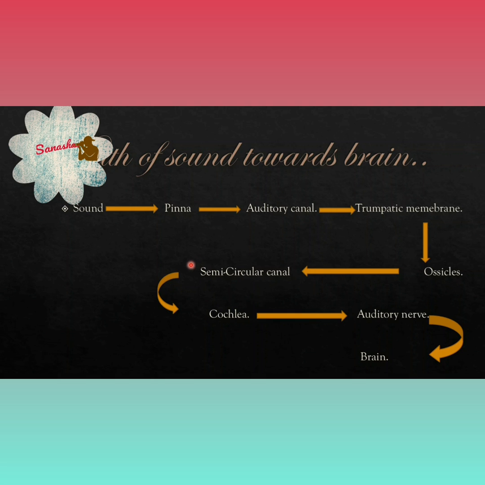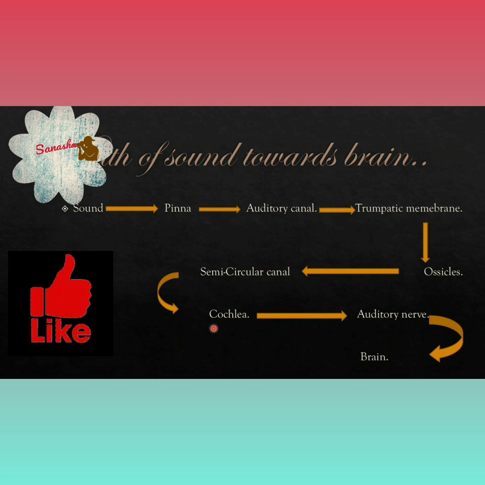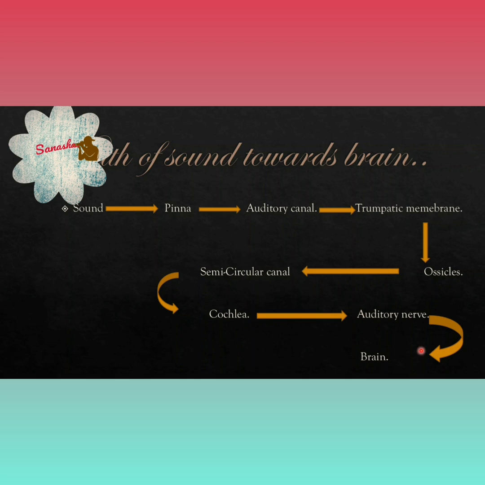When the semicircular canal receives the sound or the pressure, it transfers that sound into the cochlea. And after the cochlea receives that pressure, it pushes that pressure into the auditory nerve. And finally, after the auditory nerve, it pushes it into the brain by using the eustachian tube.